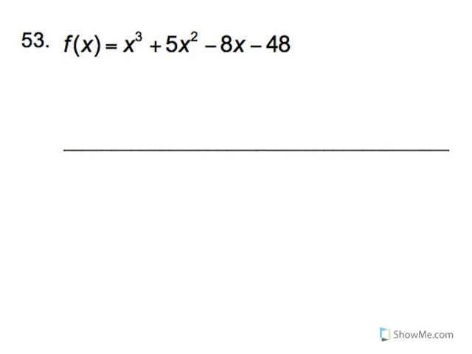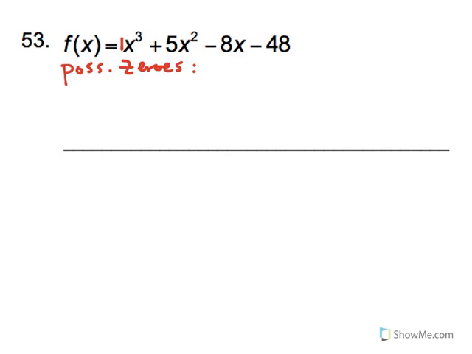Number 53, the directions are the same as 52, which is to identify the rational zeros of each function, then write the function in factored form. So again, the first thing we should work on is finding the possible zeros. Since the coefficient in front of the first term is 1, we will only be working with the possible zeros from the factors of the last number, which is 48.